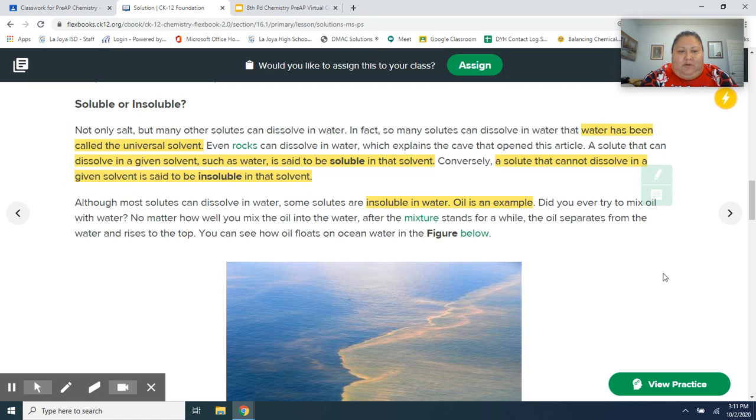Another example, although most solutes can dissolve in water, some solutes are insoluble. Another example is oil. Oil is one of those substances that it doesn't matter how strong or how long you shake or you try and mix it.